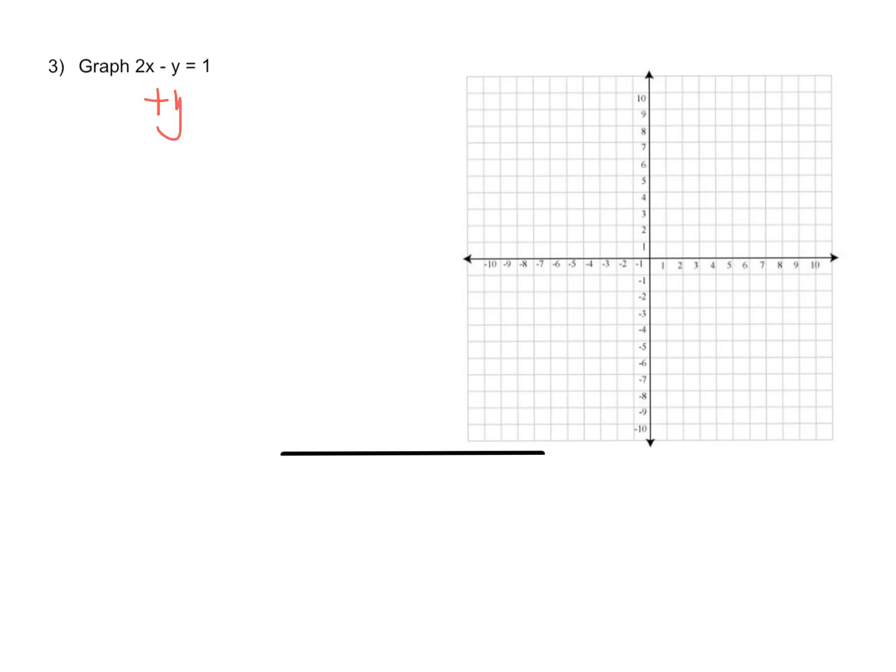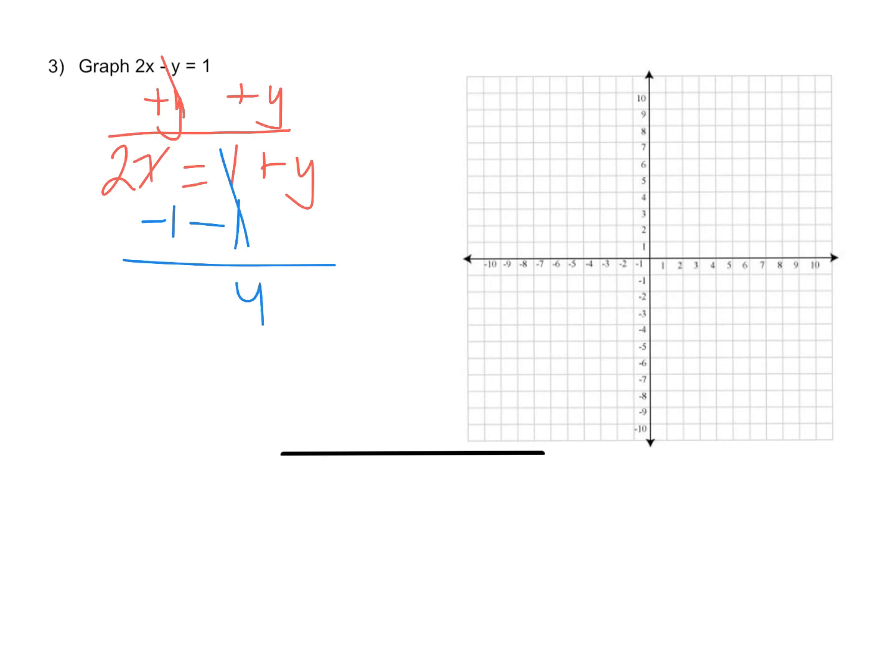And I'll add y to this side. My y's cancel out, and I'm going to have 2x equals 1 plus y. So now I'm going to move my 1 over, minus 1, minus 1. My 1's cancel out. And so on this side I have y equals, and that would be 2x minus 1.